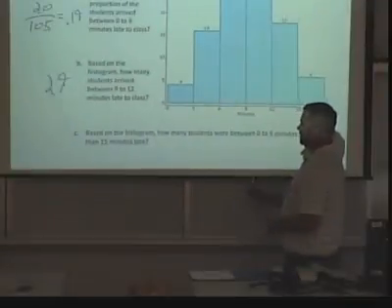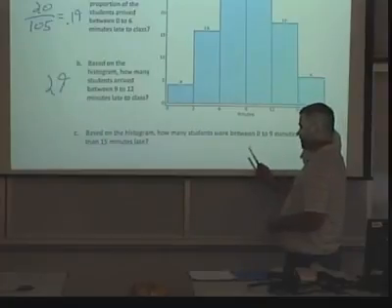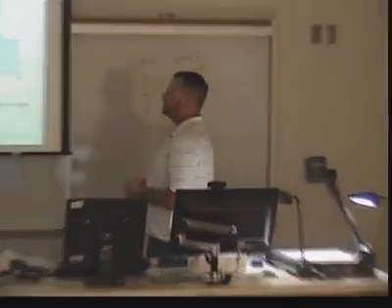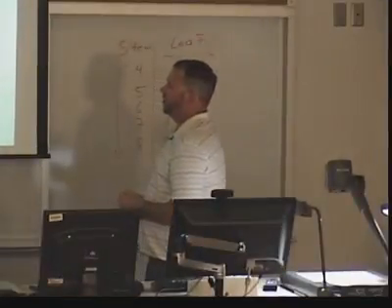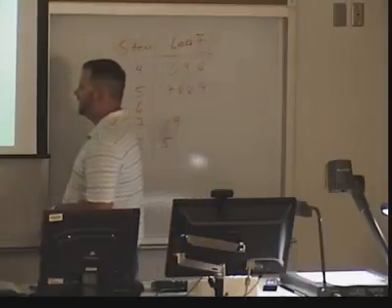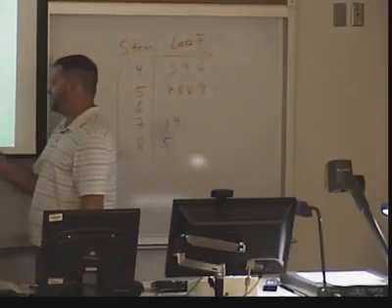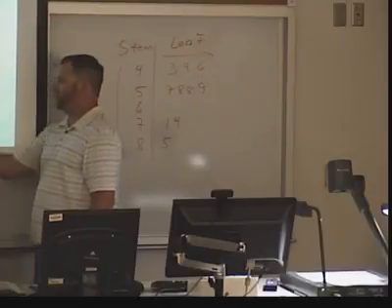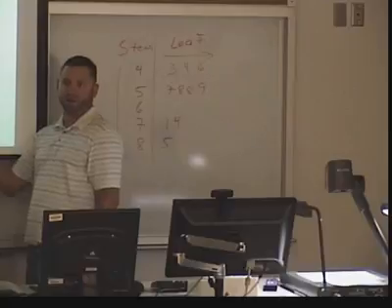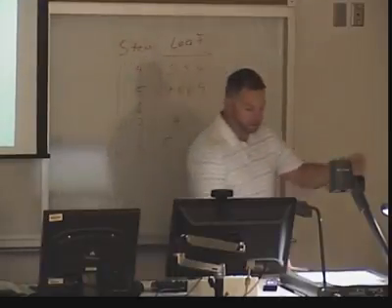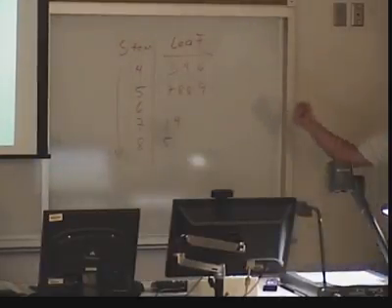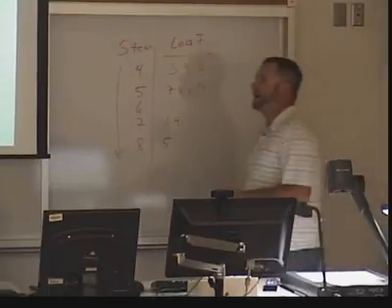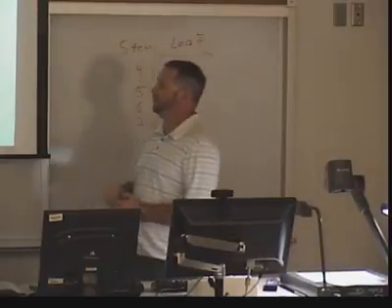Okay. Based on the histogram, there's a word I kind of put together there. How many students were between 0 to 9 minutes late or more than 15 minutes late? In mathematics and statistics, the word or means both put together. One or the other or both. So it's this plus that. All right, that's what or means. In English, or usually means this one or the other. It can't be both. In math, it does include both. And we'll see that when we get to Venn diagrams, that or does include both.